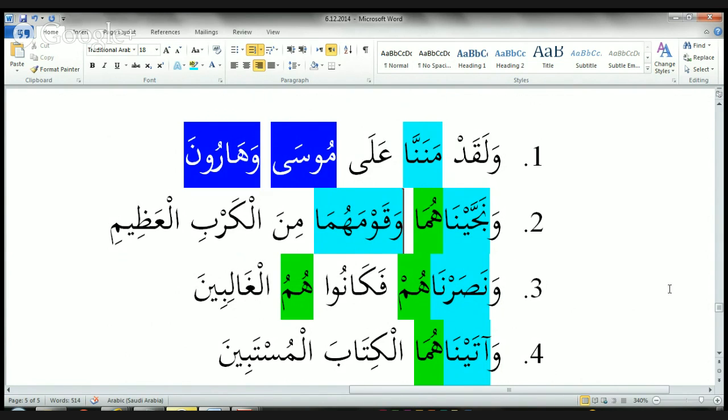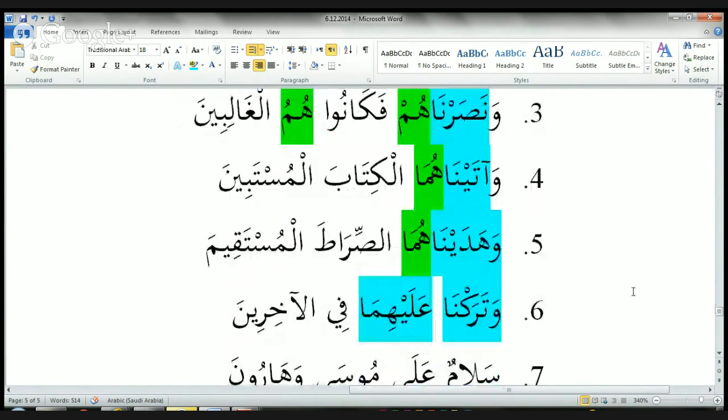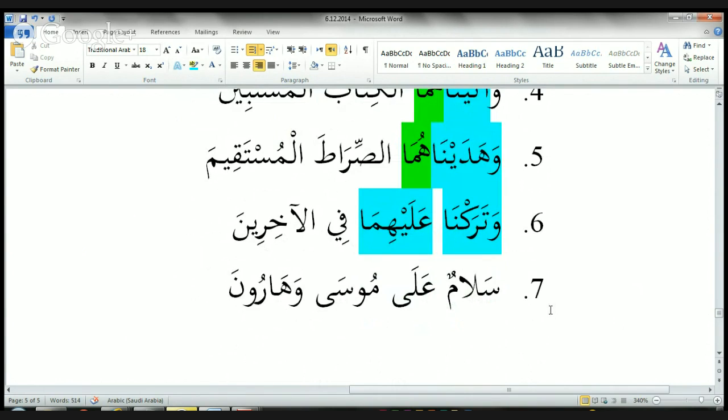Pretty cool, right? How even in that little context, those two verses. Because now, look at the rest of it. وَهَدَيْنَاهُمَا وَآتَيْنَاهُمَا وَتَرَكْنَا عَلَيْهِمَا. Hima, huma, same thing. Salamun ala Musa wa Harun. Quite interesting.